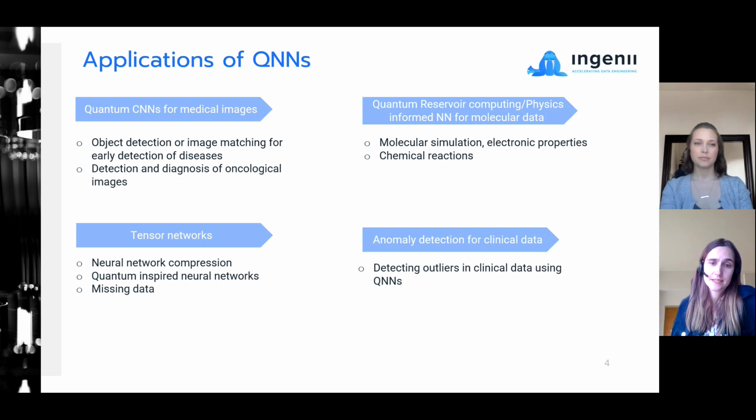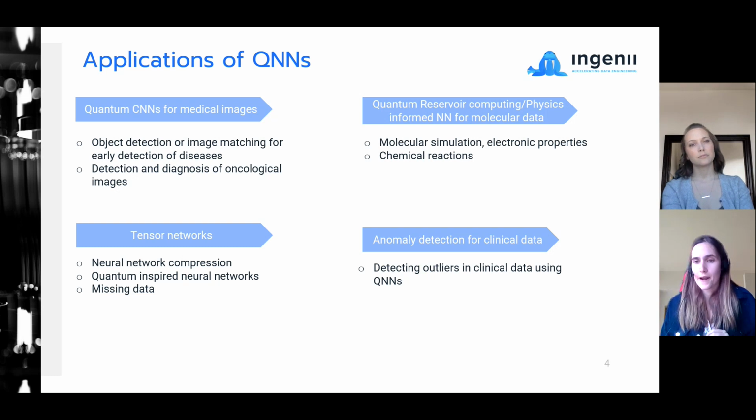Then we have tensor networks. Tensor networks are quantum-inspired algorithms that have the potential to be applied to a large space of applications. Some of the applications that we think are interesting are neural network compression. We've been talking about how classical neural networks have a lot of training parameters, and this is a bottleneck for the training of these neural networks. So tensor networks can be used to compress these classical neural networks so that they have fewer training parameters, and therefore they can be trained with less data and shorter training times.